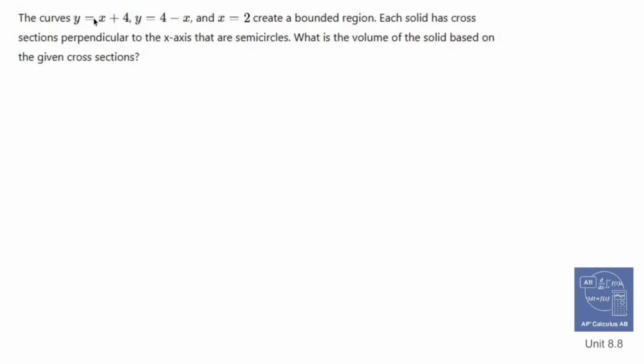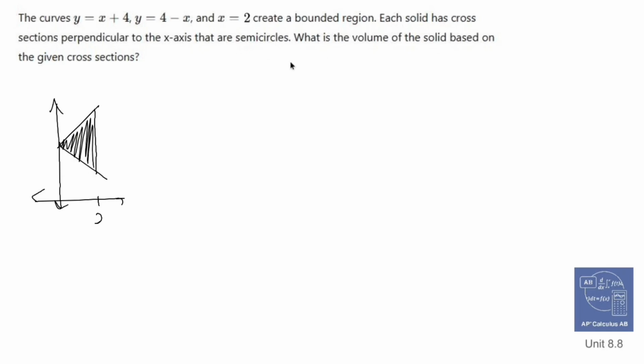The curves y equals x plus 4, y equals 4 minus x, and x equals 2 create a bounded region. Let's draw that out, shall we? X plus 4 looks like this, goes through 4. 4 minus x is the same as negative x plus 4, looks like this. And x equals 2 is going to be right there, and so you're looking at this region, and you're going to fill that in.